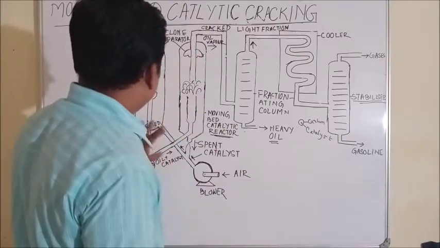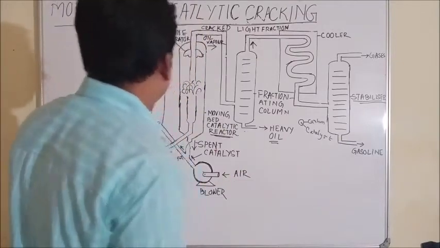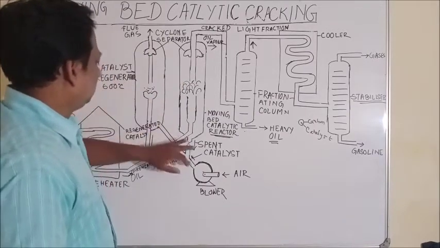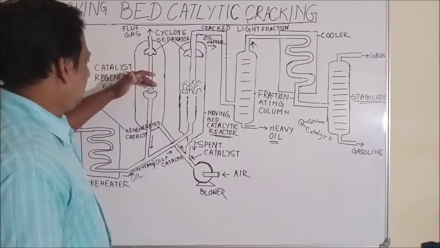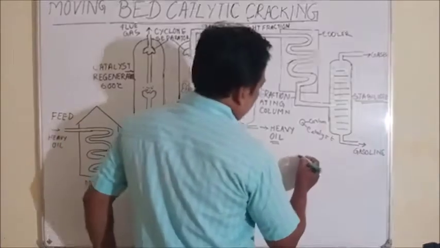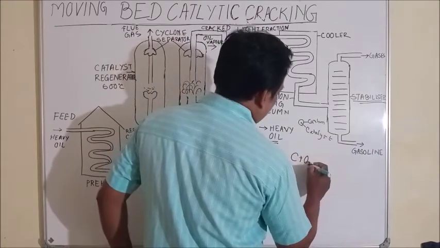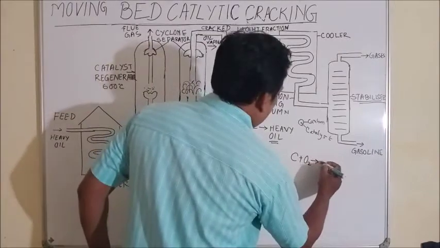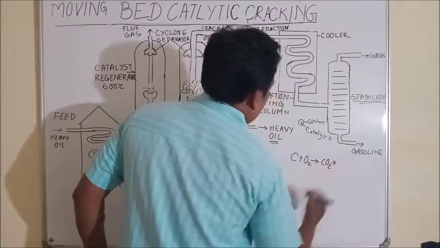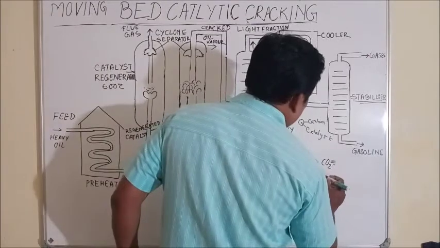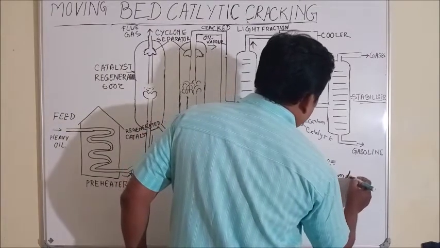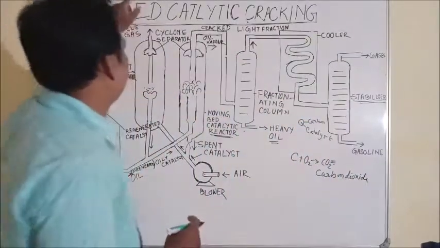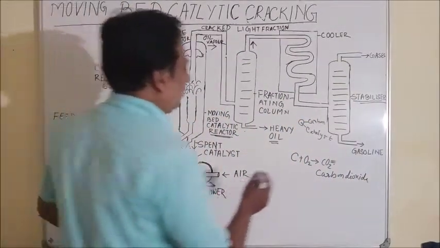Now the spent catalyst which is going to the regenerator, coming through this way, is heated here at 600 degrees. When heated in the presence of oxygen, the carbon reacts with the oxygen and is converted into carbon dioxide. This carbon dioxide goes out.